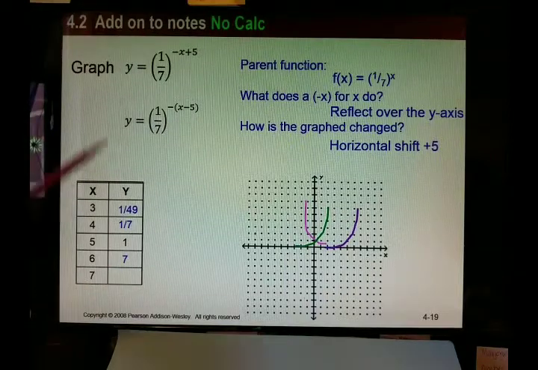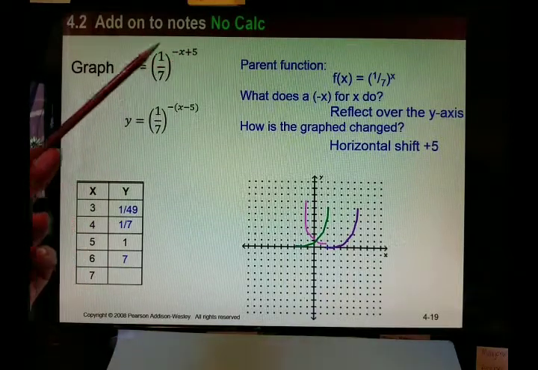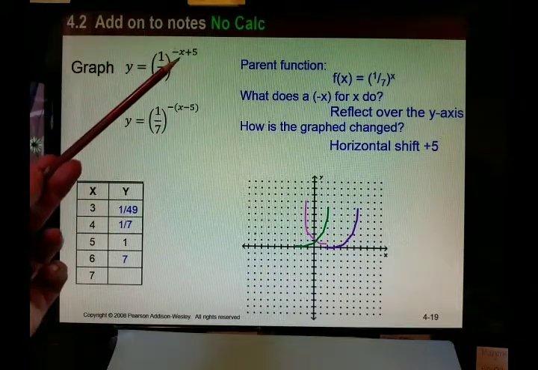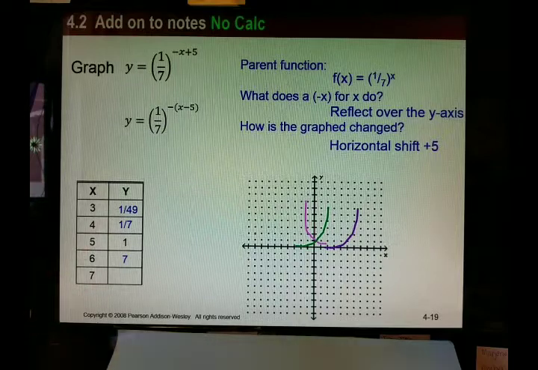And then plug in -7. -7 plus 5 is -2. So 1/7 to the -2. Flip it over, so 7/1 to the +2 then. 7 squared would be 49.